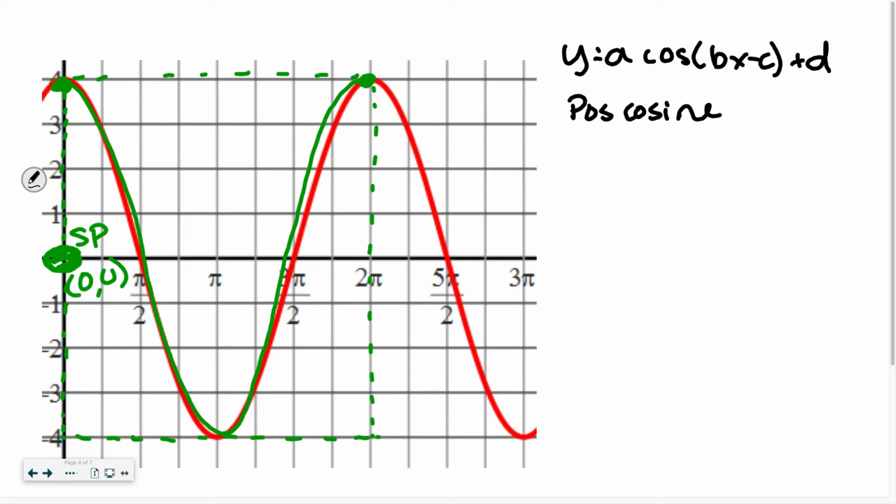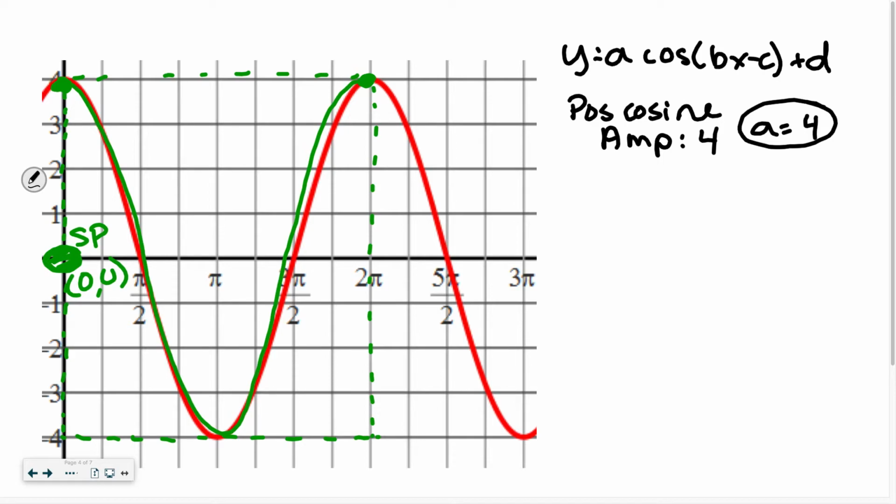And then you can maybe use the starting point to help you with a, your amplitude. What's your amplitude? 4, right? It's from -4 to 4, which is 8. Amplitude is half of that, so amplitude is 4. It's a positive cosine. When you say your amplitude is 4, it could be +4 or -4 for a, but because it's positive, we know that a is equal to 4. So we've got one of those things figured out.